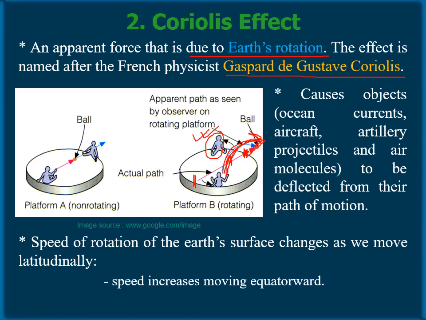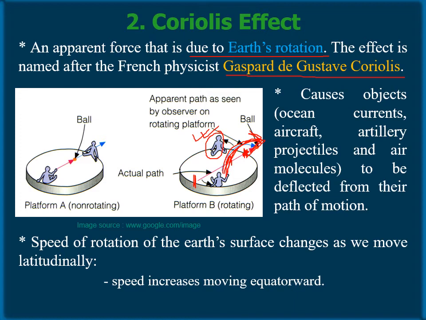Due to this Coriolis effect, any free moving objects, that includes winds, that includes ocean water currents, are deflected whenever they are moving across latitudes. In the northern hemisphere, the moving objects are deflected to the right of their path, and in the southern hemisphere, the moving objects are deflected to the left of their moving path.